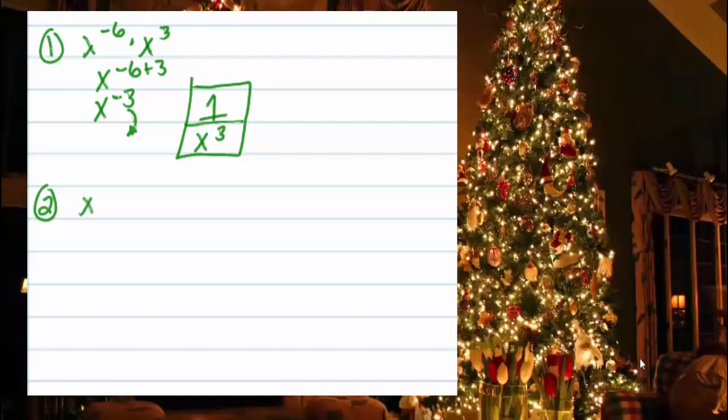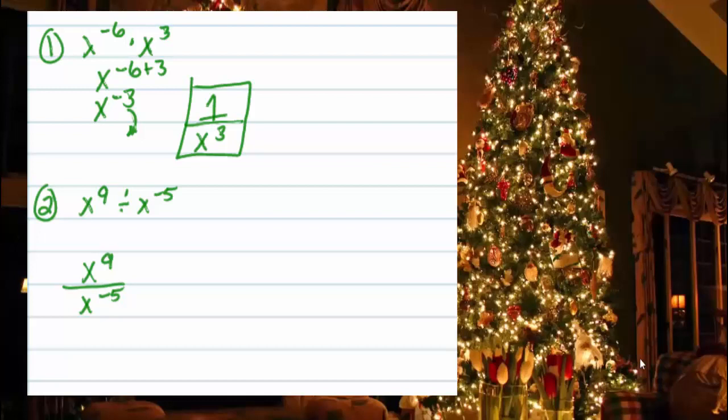Problem 2. X to the ninth divided by x to the negative fifth. Now, I am always going to recommend that you rewrite these in fraction form. X to the ninth over x to the negative fifth. This will help keep you from making silly mistakes.